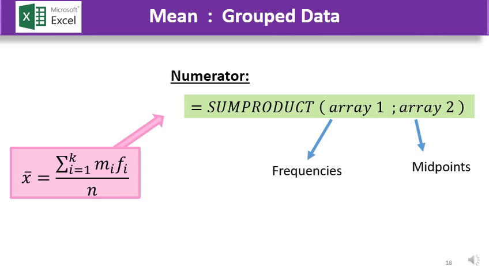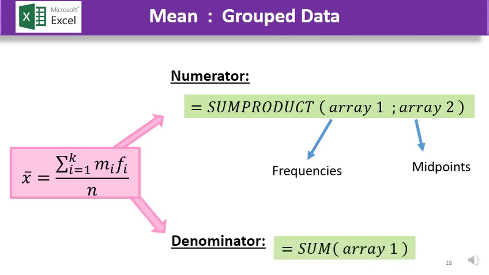And then we need to divide this by the denominator. For the denominator, we have equals sum of array 1, and array 1 is just your frequencies. Remember, when you sum up your frequencies, that just gives you your sample size n.